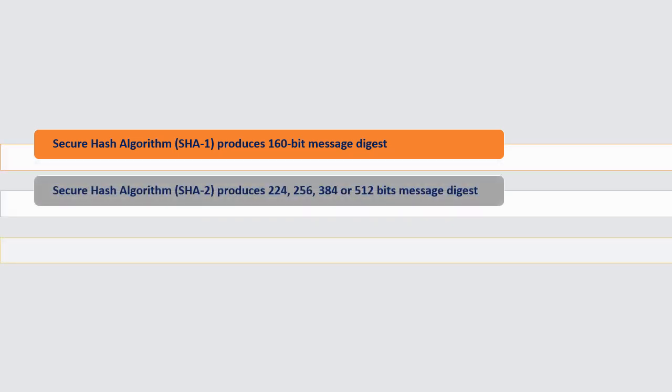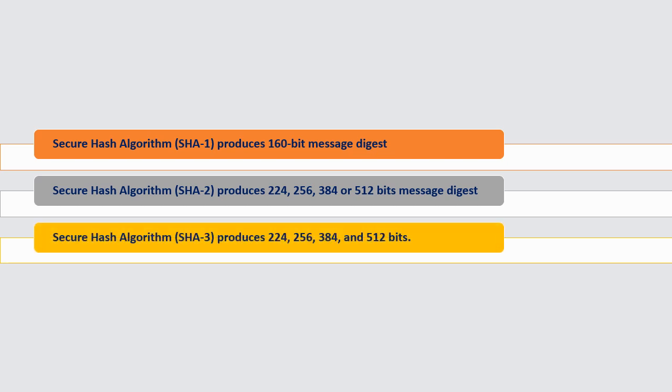Secure Hash Algorithm, SHA-2, produces a 224, 256, 384 or 512-bit message digest. Secure Hash Algorithm, SHA-3, produces 224, 256, 384, and 512 bits.